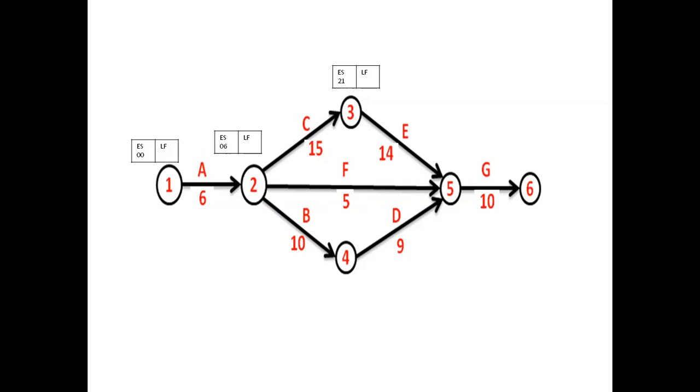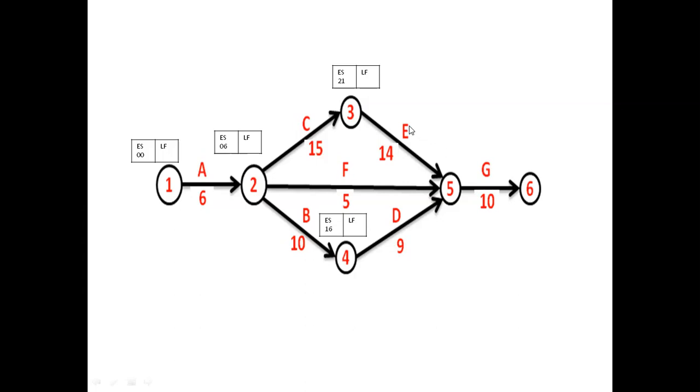Then for activity D, the earliest start time is 6 plus 10, 16. So 16 is the earliest start time for activity D, or 4 to 5. Then the last activity, 5 to 6. So here there are 3 incoming activities.